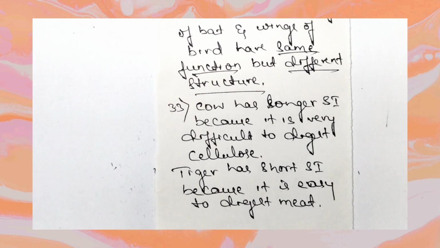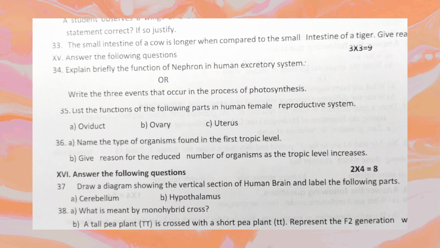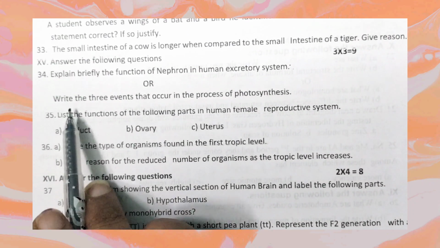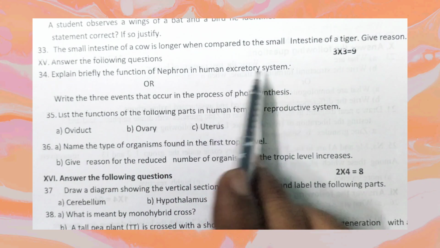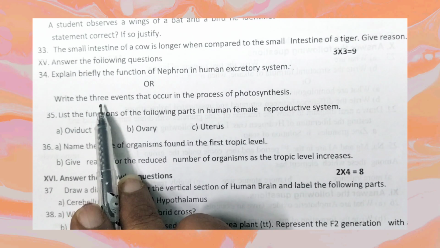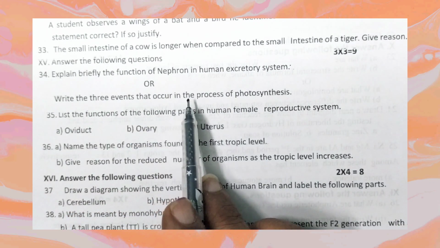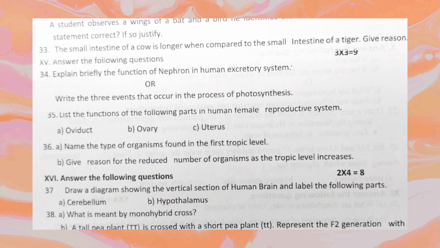So this is the answer for 33rd question. Now let us move to the 34th question. In the 34th question, explain briefly the function of nephron in human excretory system. In that one only one more internal choice question is there. Write 3 events that occur in the process of photosynthesis. So now let us answer both the questions.